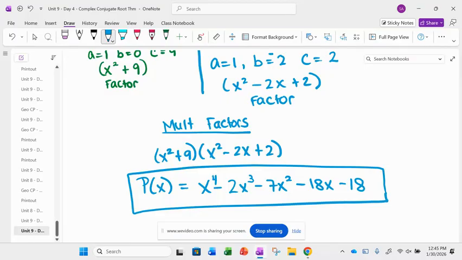Did I multiply wrong? I might have multiplied wrong. It's a positive 7x squared. Oh, so I added wrong. I didn't even just multiply wrong. It's also at the end. Oh yeah, positive 9 times positive 2 is a positive 18. You're right. Now is this right? Sorry. All right, let's keep going.